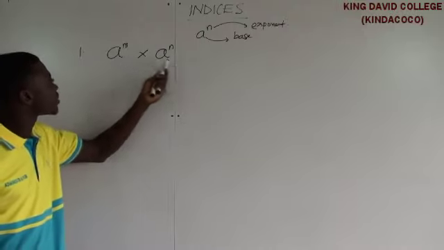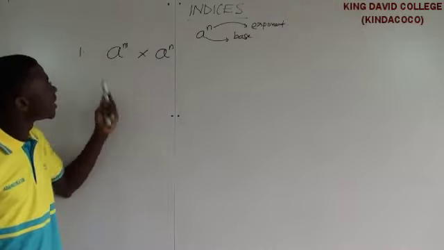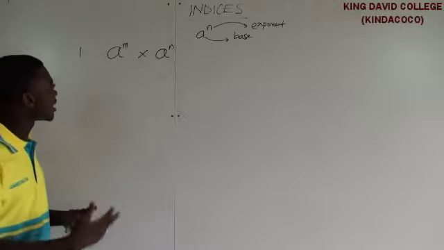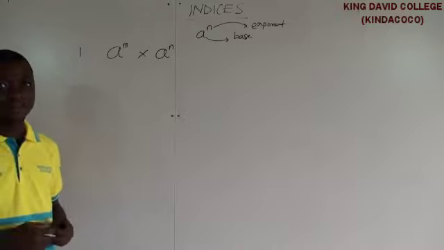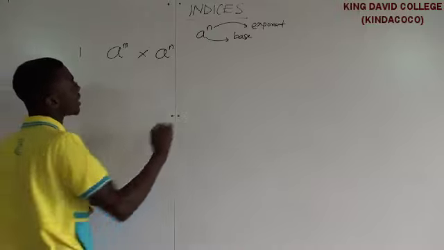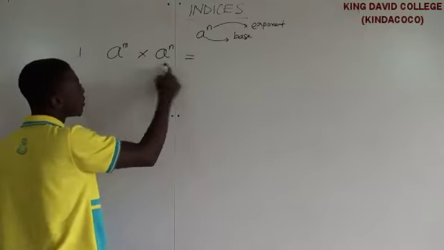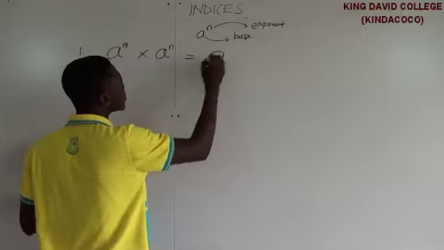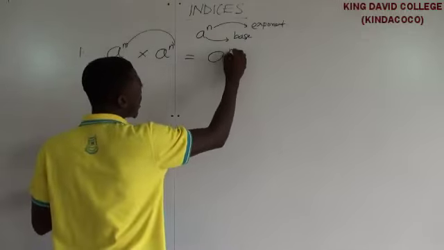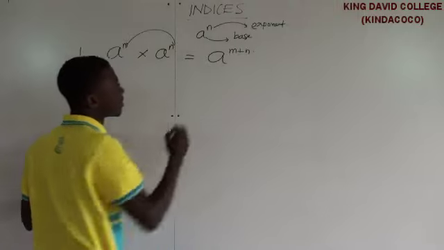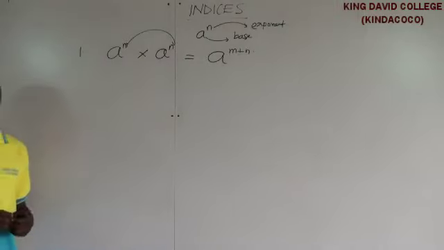So if you're having two of these numbers multiplying each other, and you realize that the bases are the same, then I can rewrite this as, we write the base, okay, and then we sum the exponents. So m plus n. That is the very first law of indices.